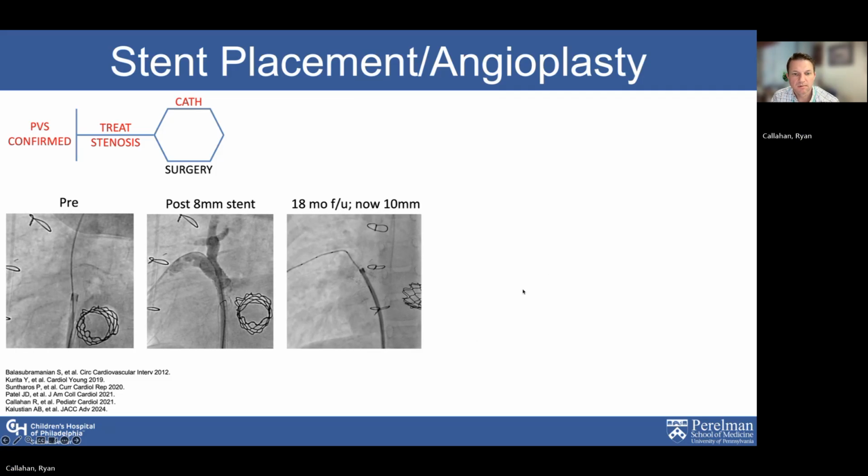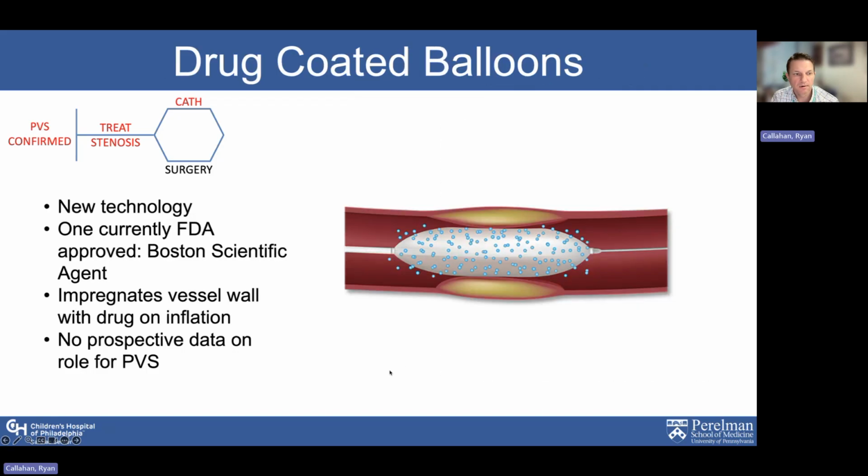Keep going here. Okay, more recently, and the adults are loving this right now, there's something called a drug-coated balloon angioplasty. And so you'll start to see this more over the next few years, probably. There's only one balloon that's currently FDA approved, and that's the Boston Scientific Agent balloon. But you'll see more balloons become approved over the next few years.